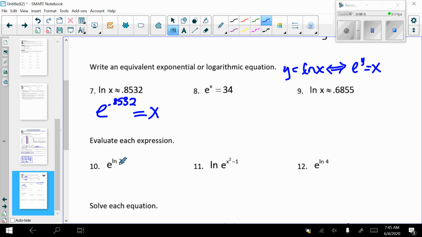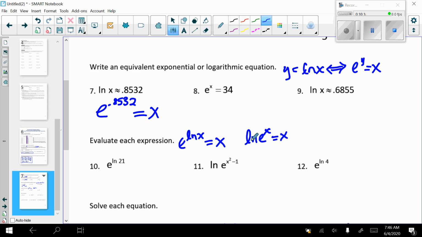For these, there's a little extra hint here. When you have e raised to the natural log, or the natural log of e, that's like squaring and square rooting something, right? They kind of undo each other. So for example, if you have e to the ln of x, it just equals x. And if you have ln of e to the x, it just equals x. These two functions are canceling each other out.